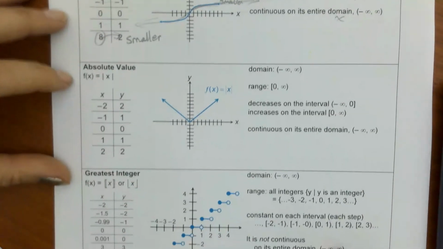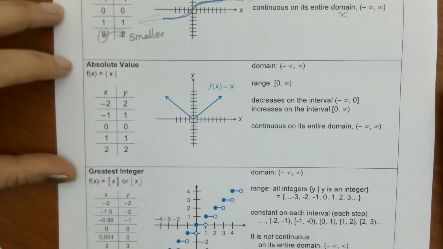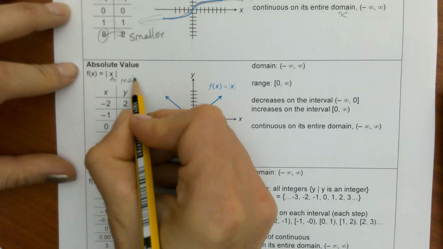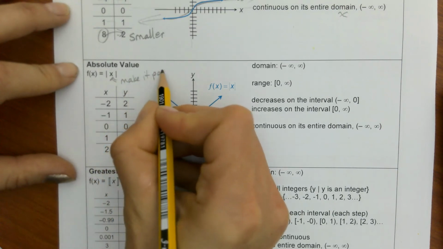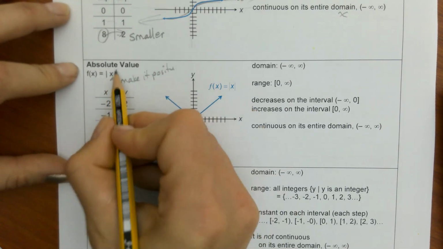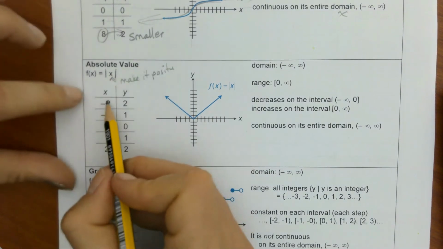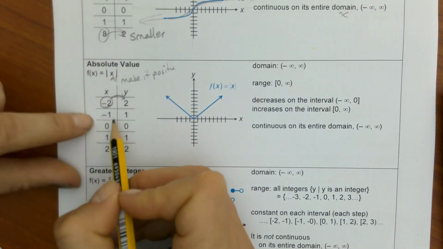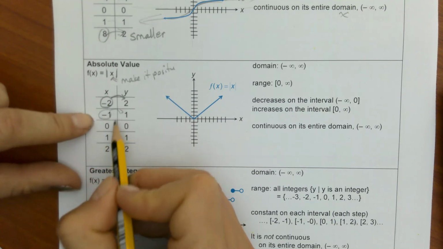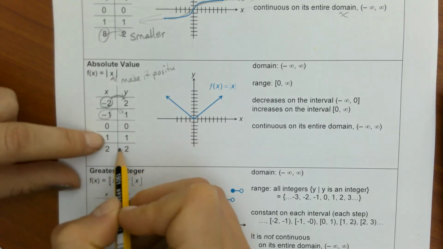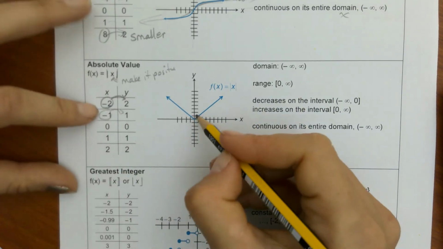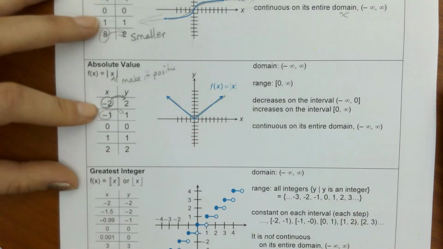Now we have absolute value. That just says make it positive. Okay, these lines on the side just say whatever you put in, put the same number out, but make it positive. So I make it positive. You can't. Well, it's already positive. I can't do anything with these. So if I graph it, it looks like this.